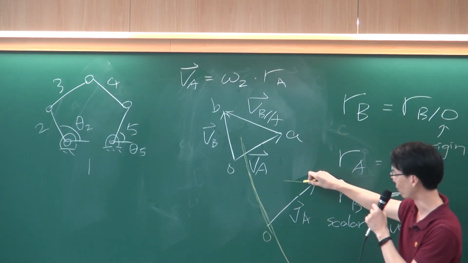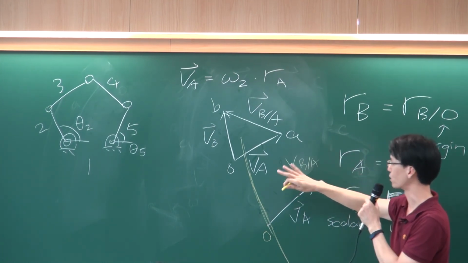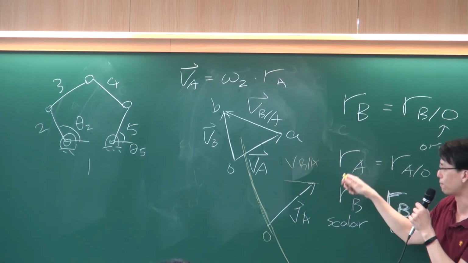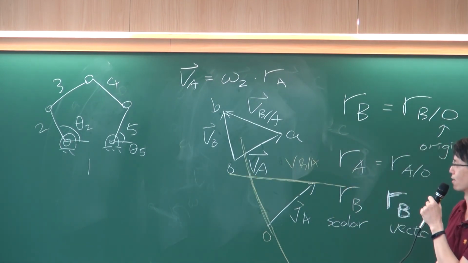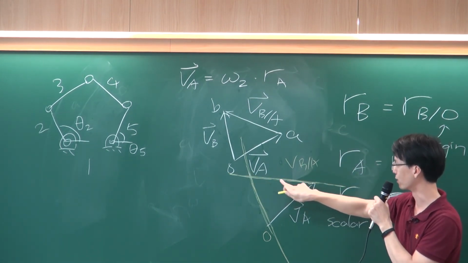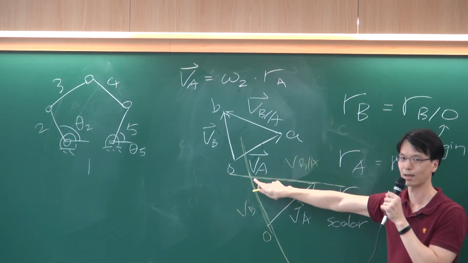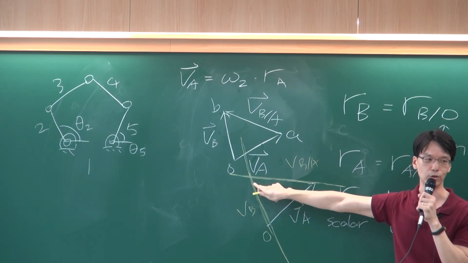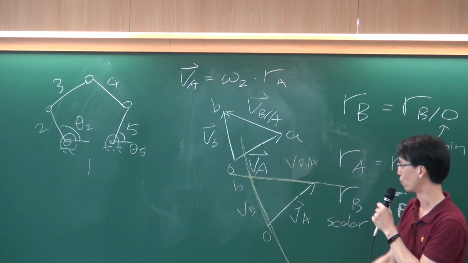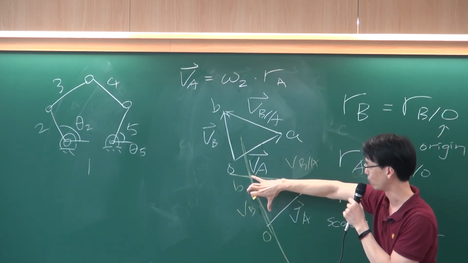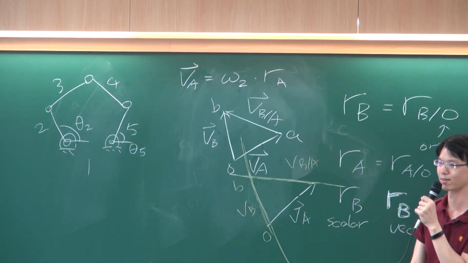Somehow it's information, but the information is not complete. But if I can also find the direction of VBA, I still don't know the length of VBA, but if I know the direction, I just randomly draw the length. And the intersection of this VBA line and this VB line is going to be point B. Once I find this point, I know the value of VB. So that's what we are going to do there.